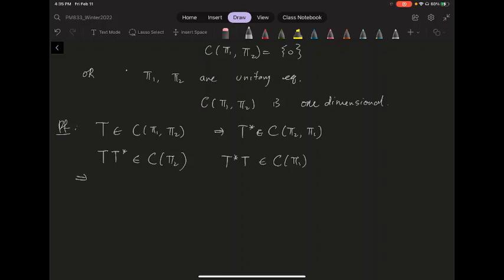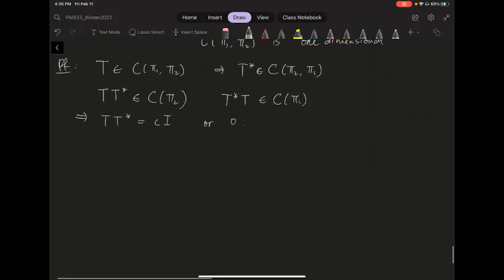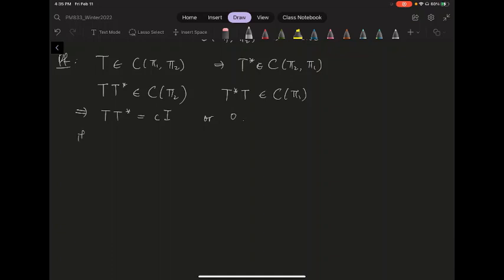Well, in other words, because pi 1 and pi 2 are irreducible representations, automatically this T T star is either going to be a multiple of the identity or it's going to be 0, okay? Well, if it's equal to 0, of course they are not going to be unitarily equivalent. So let's just consider the case when it's not equal to 0. So if you can find some T so that T T star is equal to c times the identity where c is non-zero, okay? Well, then T star T, by just looking at the operator norm, you can say that this is also c times the identity.